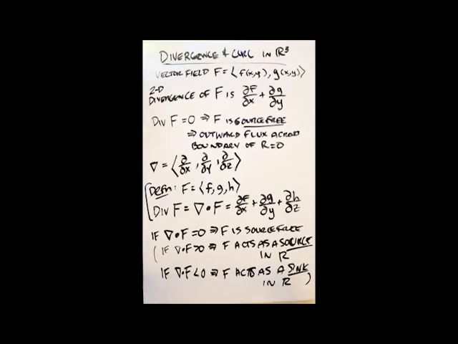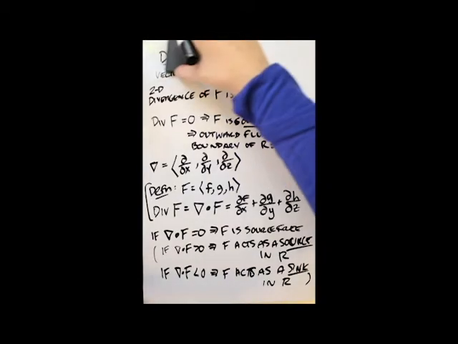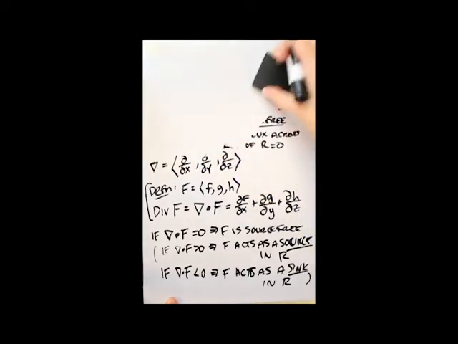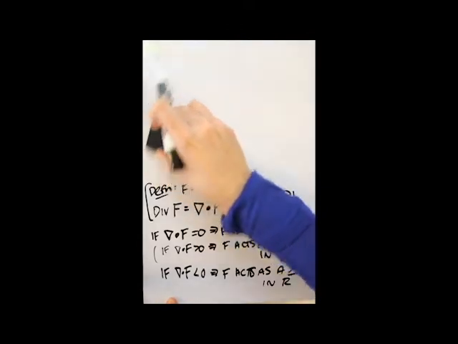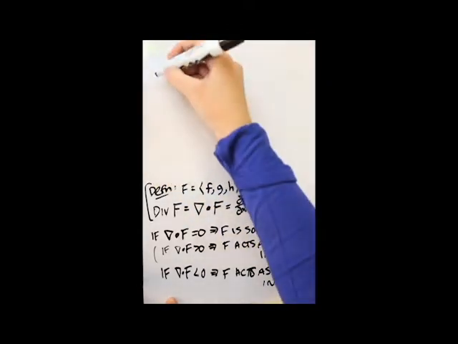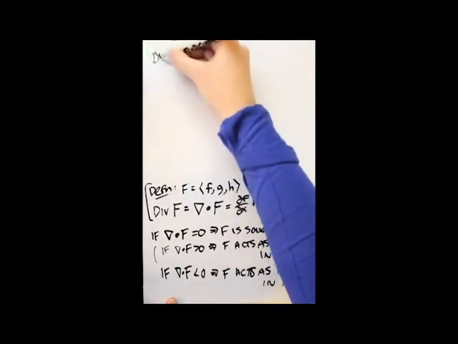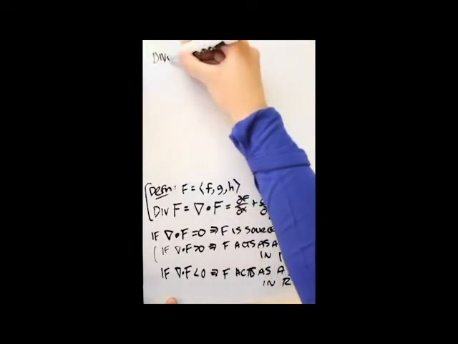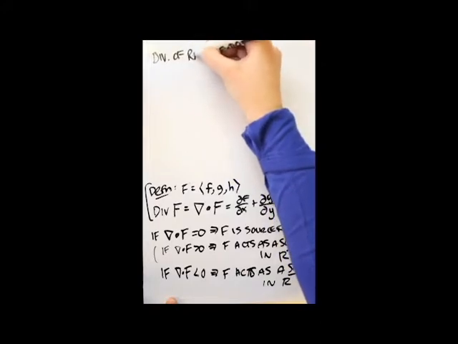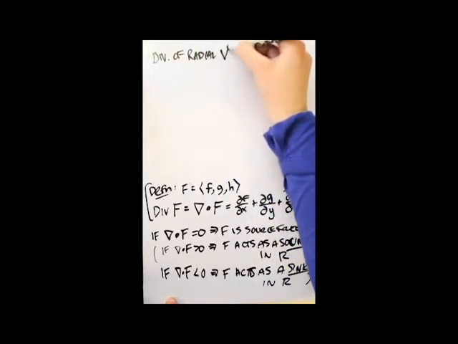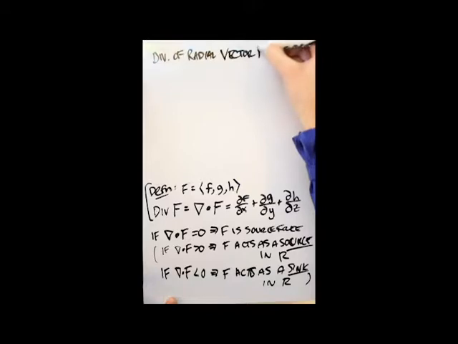Okay, so now let's identify the divergence for a special type of vector field, the radial vector field, and then we'll go ahead and look at an example. So the divergence of a radial vector field, we have the following.